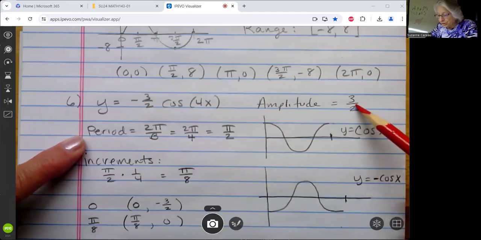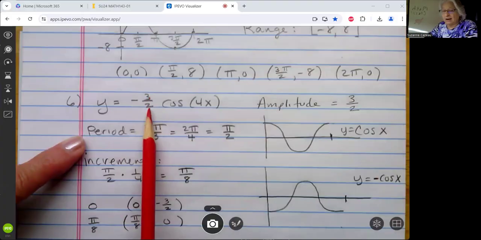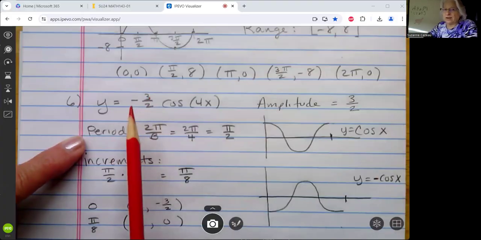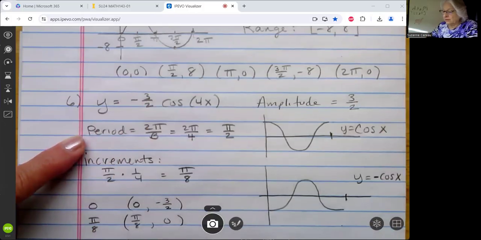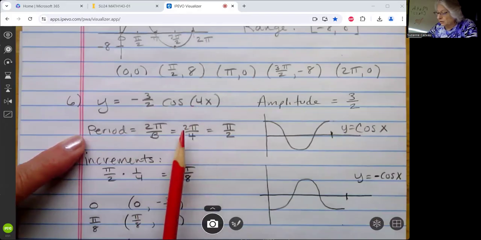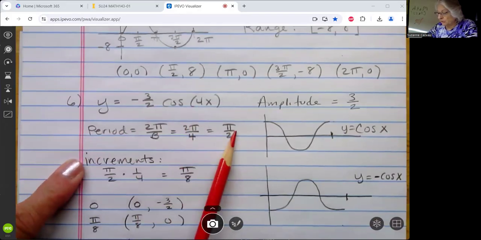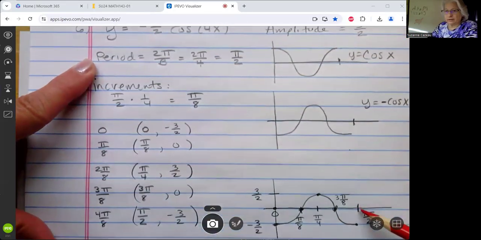Now the amplitude is going to be positive 3/2. So A equals -3/2, but the amplitude is 3/2. The period is 2 pi over b. B is 4. So that's 2 pi over 4, which is pi over 2. So what that means is this number out here is going to be pi over 2. Okay, that's this over here.